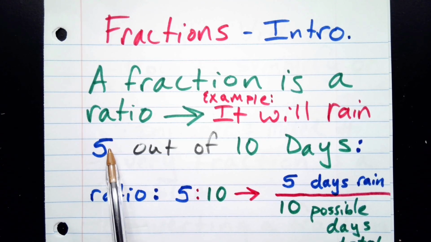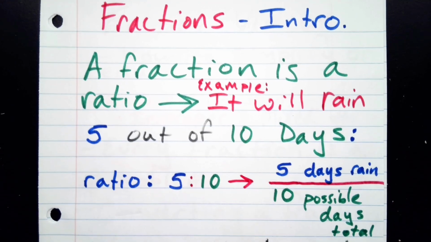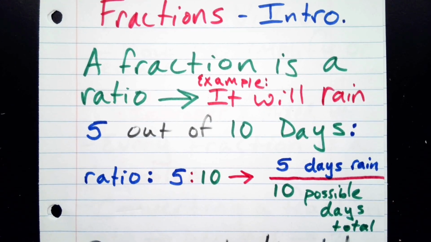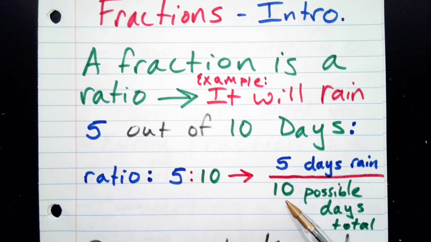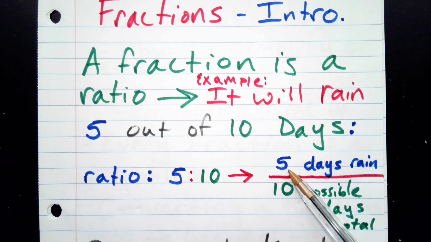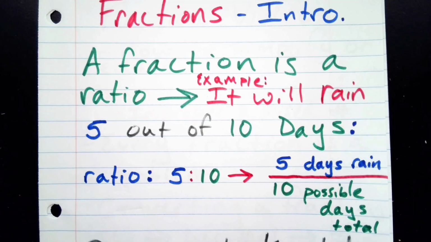Right? This first term of 5 would be the top part of your fraction, 5 days of rain, and the bottom of your fraction would be 10. That's the total possible days that it would rain. So here we have our fraction, 5 over 10. Now the top part of your fraction is called the numerator. The bottom part of your fraction is called the denominator.